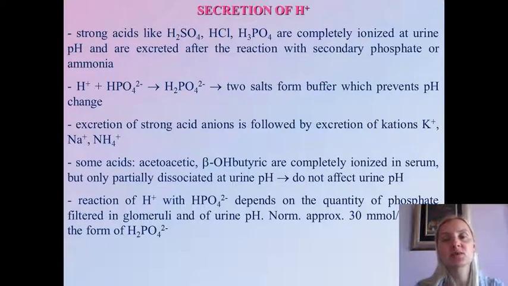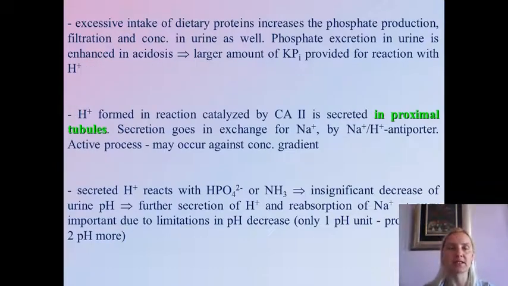The reaction of hydrogen ions originating from inorganic acids with phosphate buffer depends on the quantity of phosphate filtered in glomeruli and on urine pH. Approximately 30 millimolar of hydrogen ion is excreted in the form of dihydrogen phosphate. Also, this is interesting: an excessive intake of dietary proteins actually increases phosphate production. It increases its filtration and it decreases its concentration in urine as well. So phosphate excretion in urine is enhanced in acidosis because larger amounts of those phosphate buffers are provided for the reaction with hydrogen ions.